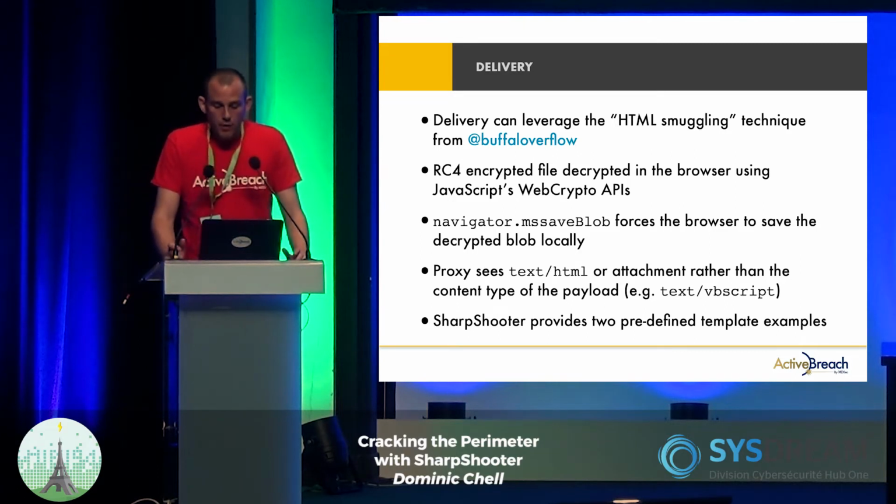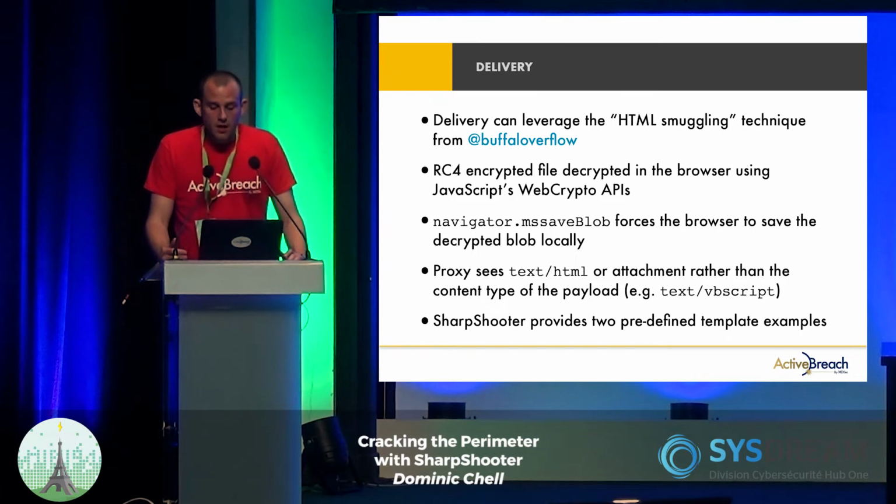This technique is really powerful because all the corporate proxy might see is an HTML file with the MIME type text/HTML. Plus, Outlook actually also supports opening HTML files from an email, so you could just send it directly to your target. I've included a couple of templates within SharpShooter to populate these using HTML smuggling, but you can really dress it up to fit in well with your phishing campaign.